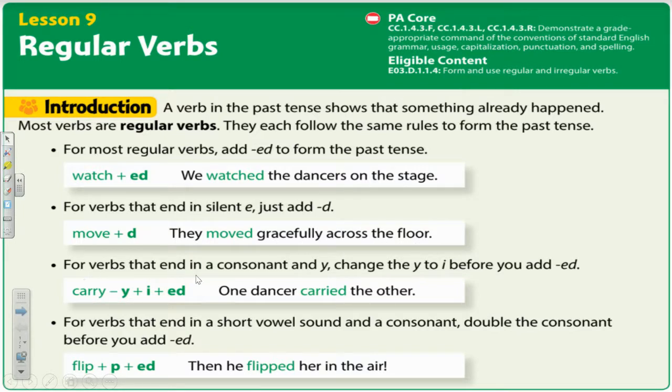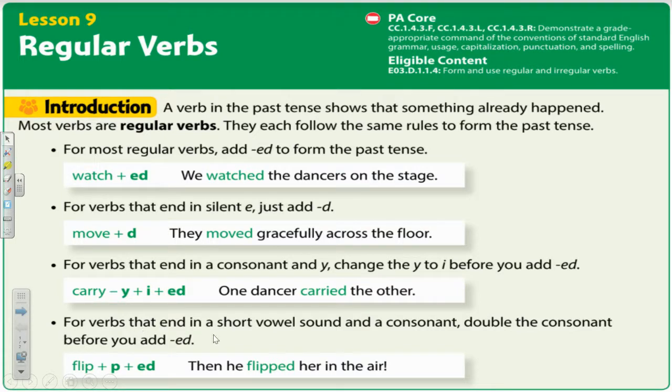For verbs that end in a consonant and y, you have to change the y to an i before you add ed. Think of the verb carry. Not only does it end with a y, but if you look in front of that, there's a consonant, in this case, r. So remember, you change the y to an i and then add ed. One dancer carried the other.